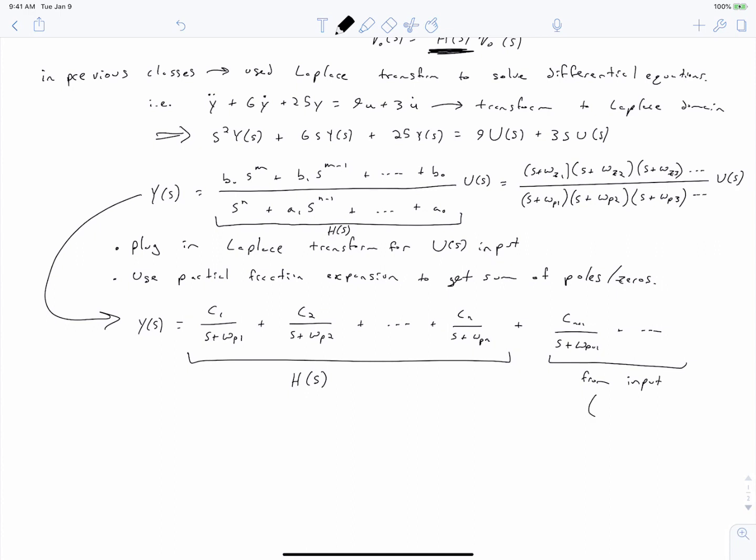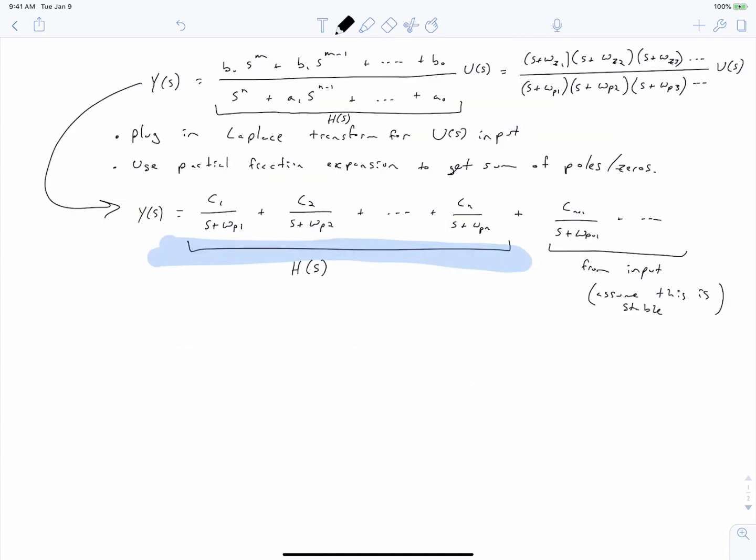And the point is that we're going to assume that our input is stable. So we're only going to study this term right here. So as long as we have a stable input, we just need to guarantee that the sum of these Laplace equations, when we convert them back to the transient domain, end up being stable. So you end up using a table of Laplace transforms to go back to the transient domain to find the solution to your differential equation.